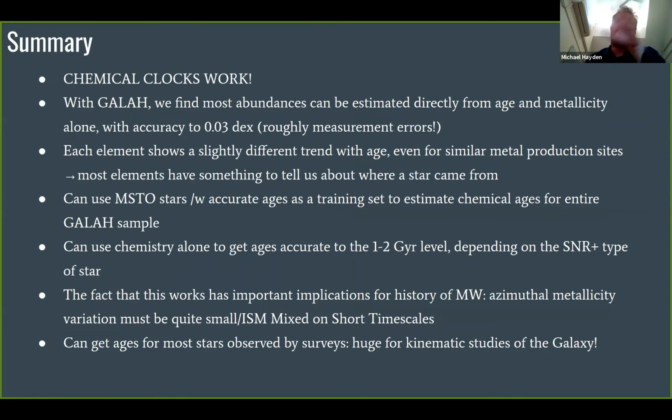The fact that this even works at all has important implications for the history of the Milky Way. It says that azimuthal variation of metallicity must be kind of small. So stars born at the same radius all have roughly the same abundances, regardless of what azimuth they're at, or if they're along the spiral arm or not. And you can now get ages for a lot of stars observed by surveys. So if you're interested in dissecting the kinematics of the galaxy, this is a huge step forward for future studies.